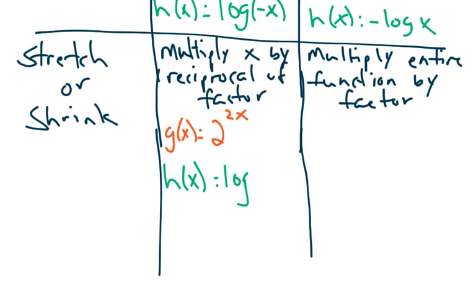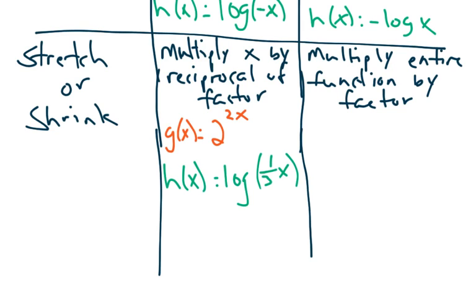For a logarithmic function, we can have something like h of x is equal to the log of 1/3 x. This would be a horizontal stretch because this number right here is a 3. Remember, that's the reciprocal of the factor. The reciprocal of 1/3 is 3. And if the factor is bigger than 1, then it's a stretch. So the red one that you see there is a horizontal shrink. The green one would be a horizontal stretch.